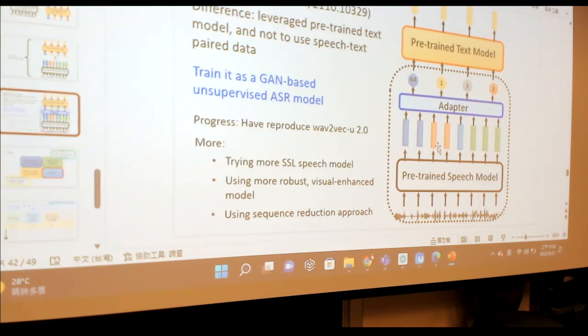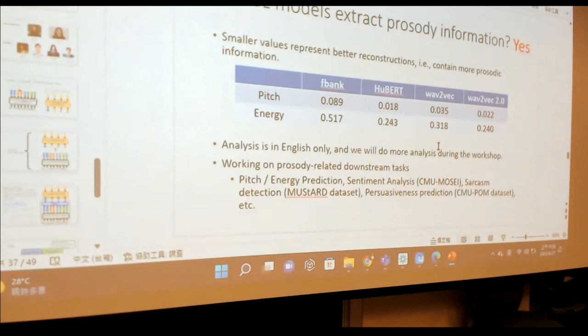So one thing we are going to try, which is in our plan, is to use those models on sarcasm detection or persuasiveness detection, because probably in those tests we need to understand the content and the prosody at the same time to get the best performance. But I don't know whether this is the case.